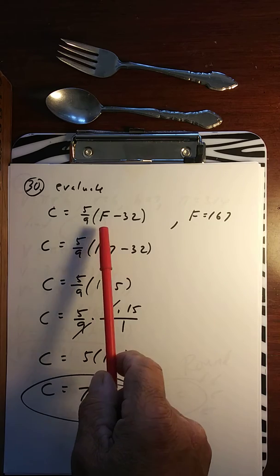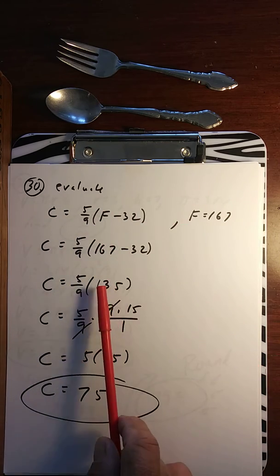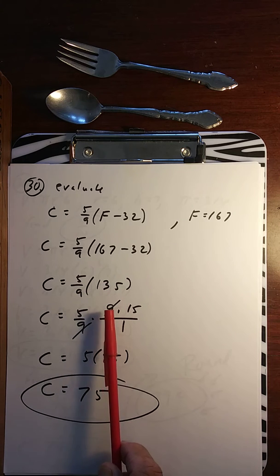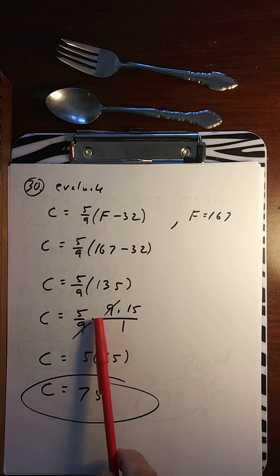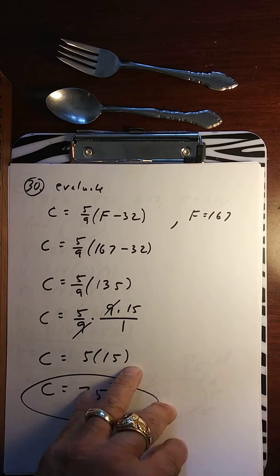C equals 5 ninths, F minus 32 in parentheses. 167, put it in there. 167 minus that, 135. But 135 is 9 times 15. And see the 9 and 9 cancel. So what's left over? 5 times 15, which is what? 75.